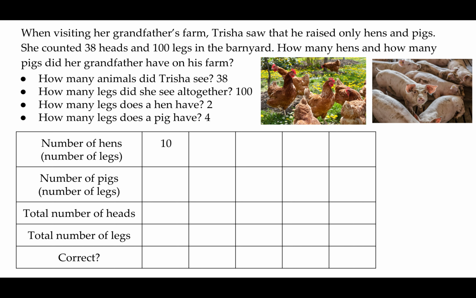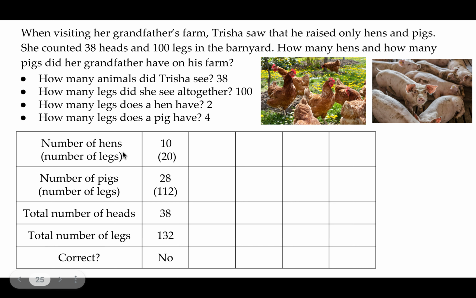If I have 10 hens and each hen has 2 legs, the product of 10 and 2 is 20. If I have 10 hens and there are 38 total animals, 38 minus 10 is 28. And pigs have 4 feet, so 28 multiplied by 4 is 112. So the total number of heads is 10 plus 28, which is 38. That checks out. And the number of legs is 20 plus 112, which is 132. It's not correct. I needed to get 100, and it looks like I have too many legs, which means I have too many pigs because pigs have more legs than hens.